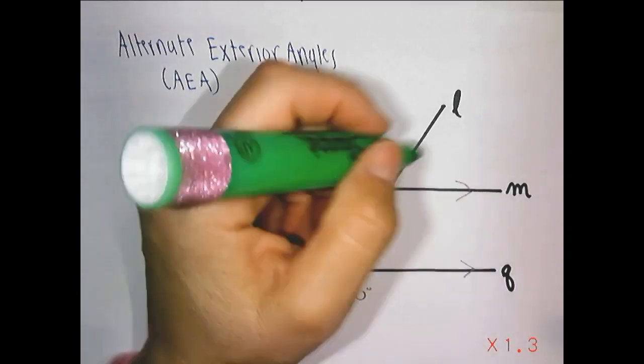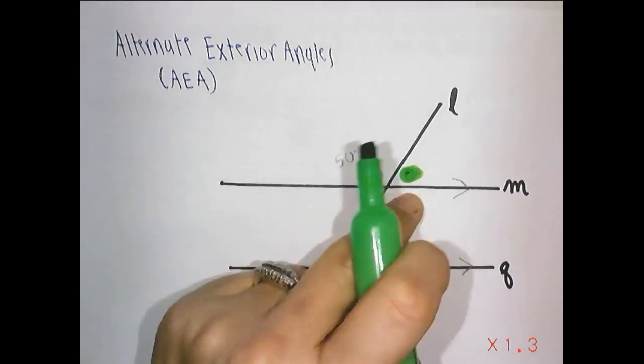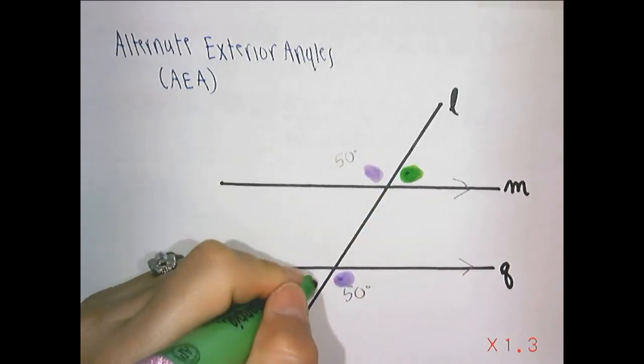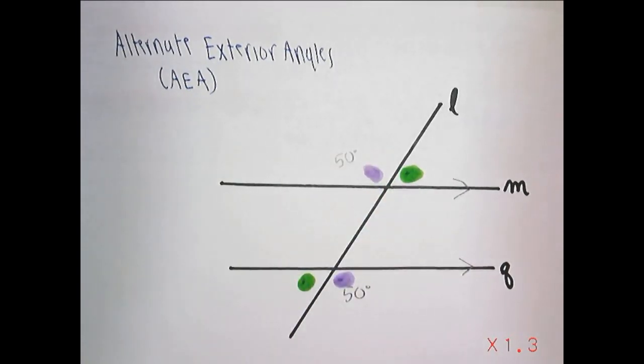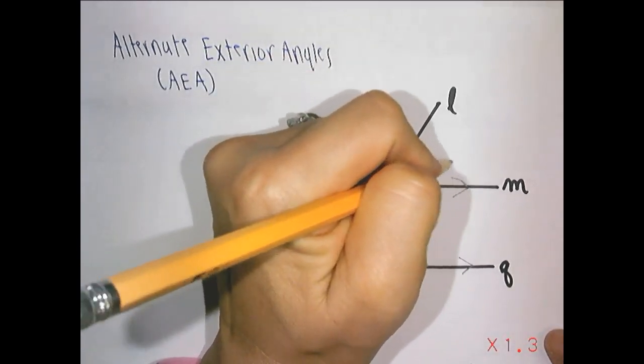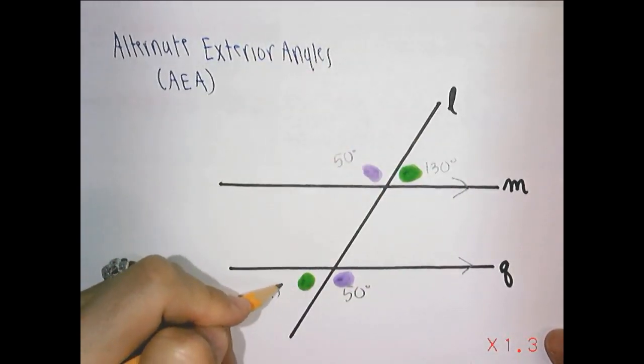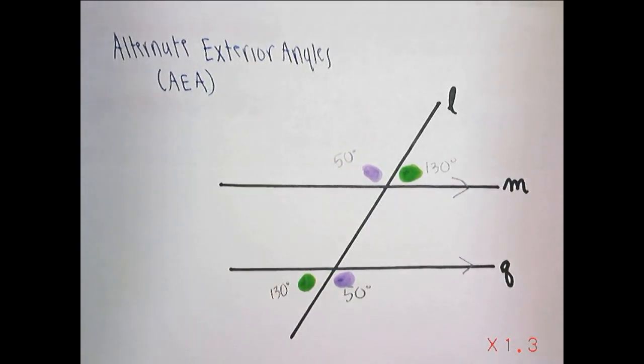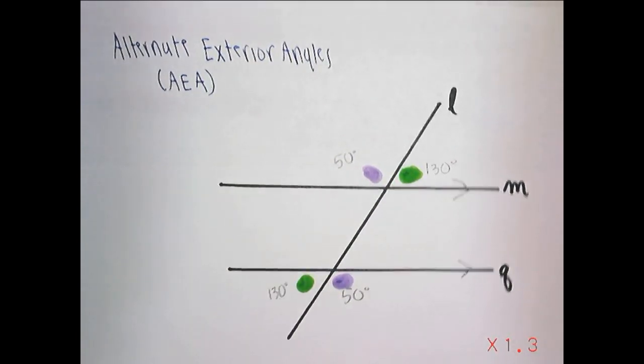And then if I told you right here, this was an alternate exterior, then it is alternate exterior to that angle. And let's just say this was 130. This angle would also have to be 130 because alternate exterior angles are congruent.